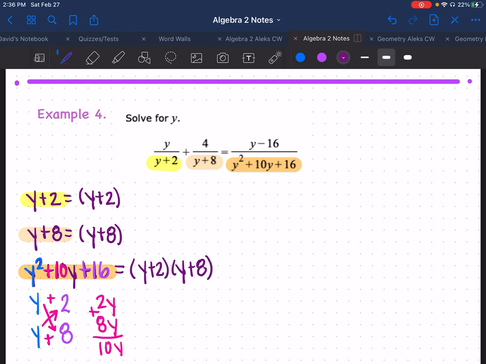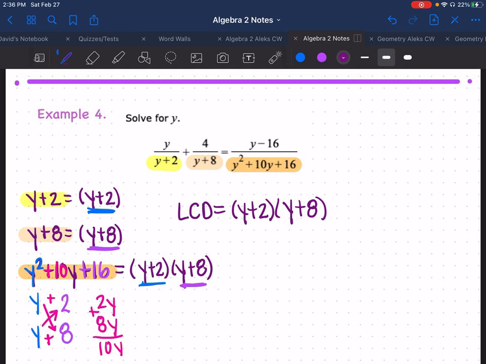Do you see it? Those two match. These two match. So my LCD is, I'm just trying to figure out where to put this, you guys. LCD is, there's my LCD.